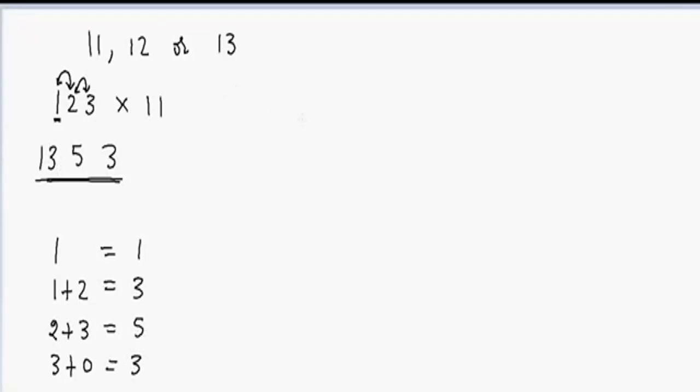Again, how will I do the same for 12? If I have 1 2 3 and I want to multiply by 12, I'll first take the first digit. The first digit is 1, so I'll just write a 1 here. Then, to calculate the second digit of our answer, we take the first digit, multiply by 2 and then add the next digit, 2, into it. So 2 into 1 is 2, plus 2 is 4.